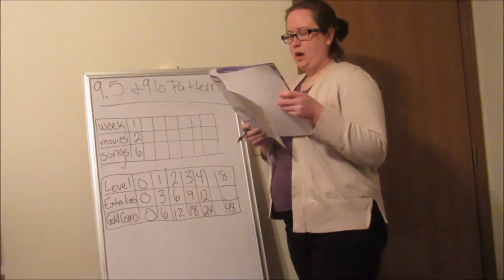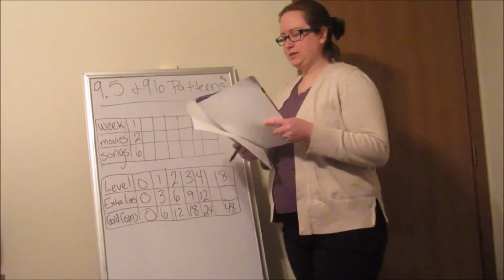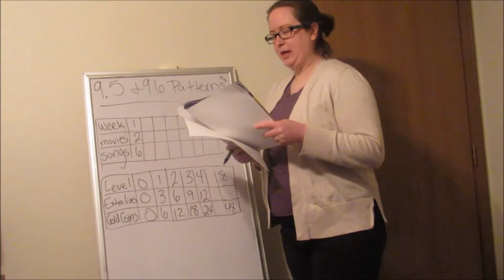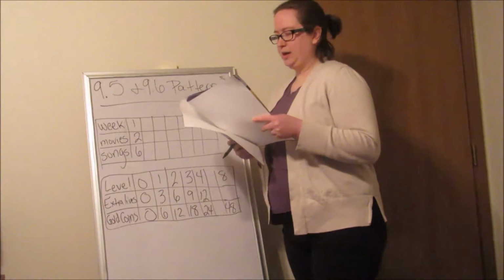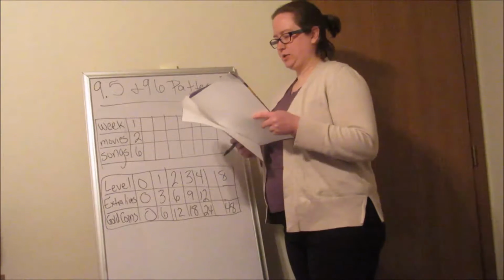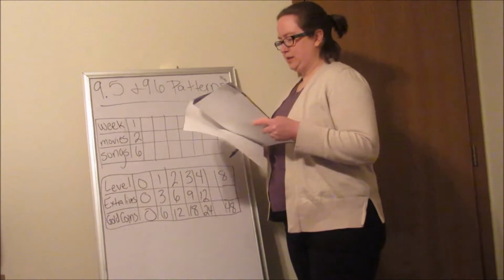It says, on the first week of school, Joel purchases 2 movies and 6 songs from his favorite media website. If he purchases the same number of songs and movies each week, how does the number of songs purchased compare to the number of movies purchased from one week to the next?